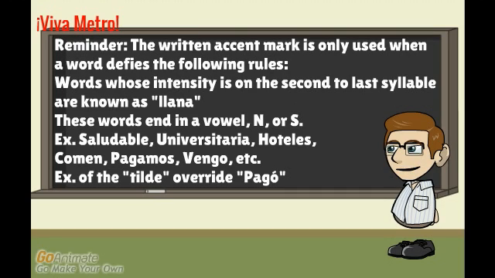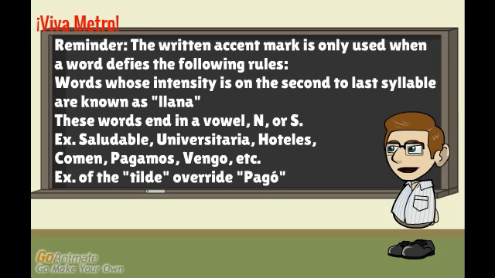Great, now let's move on to the next type of word. Remember, the written accent mark is only used when a word defies the following rules. Words whose intensity is on the second to last syllable are known as llana. So recall from the last part that if it were on the last syllable, it was aguda. If it's on the second to last syllable, it is known as llana. And words that are llana have their own rules. These words end in a vowel, an N, or an S. So notice the following examples.